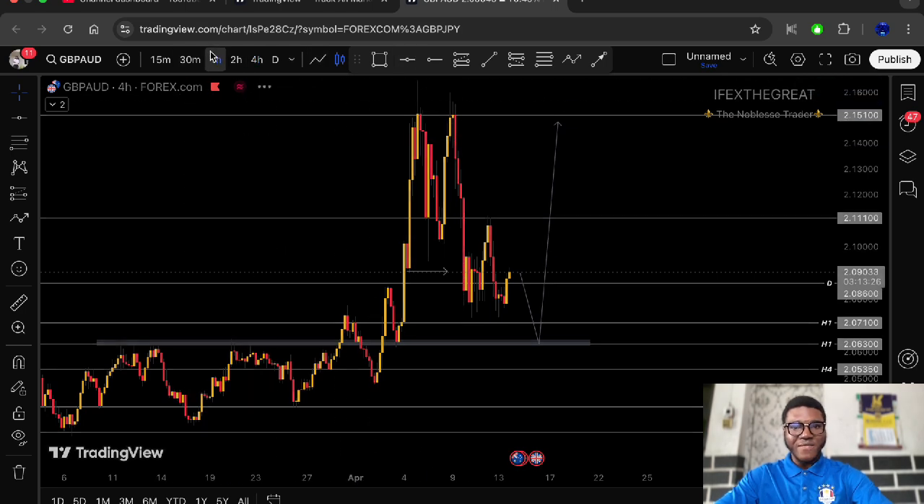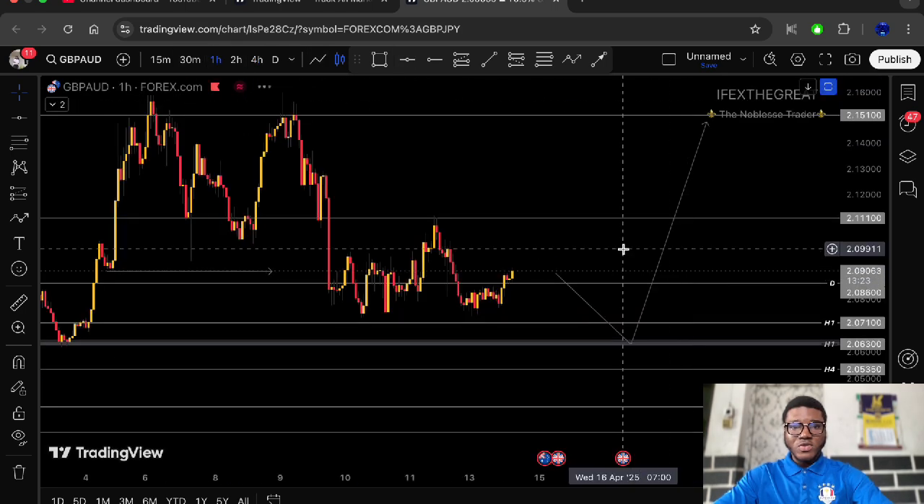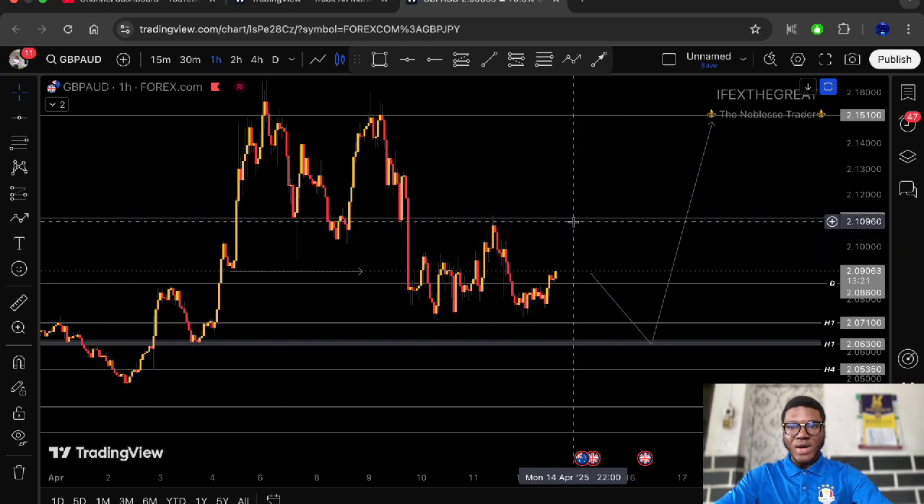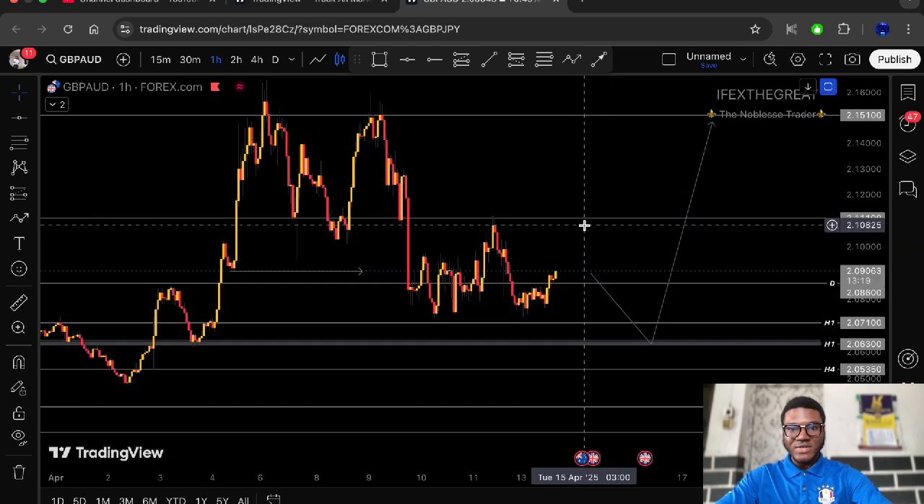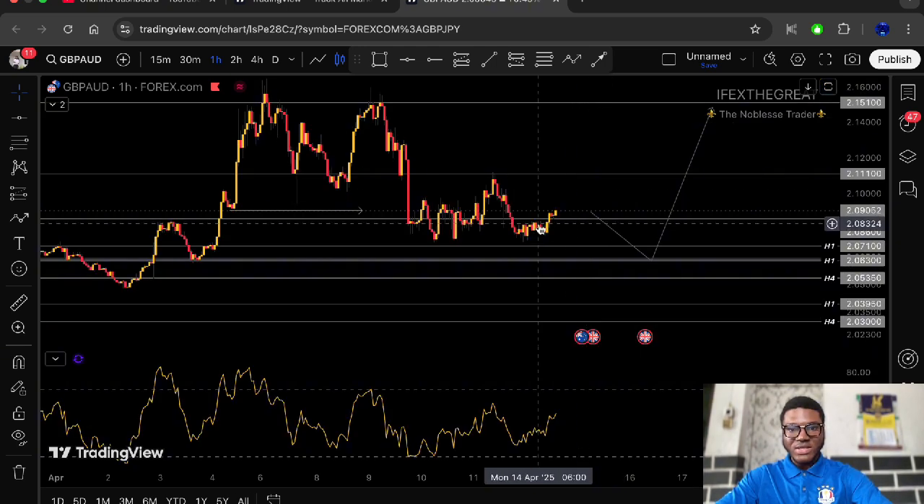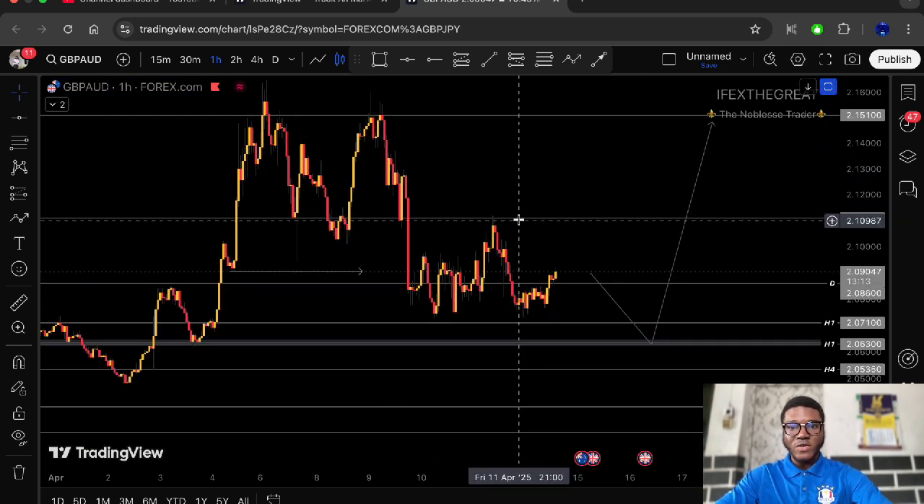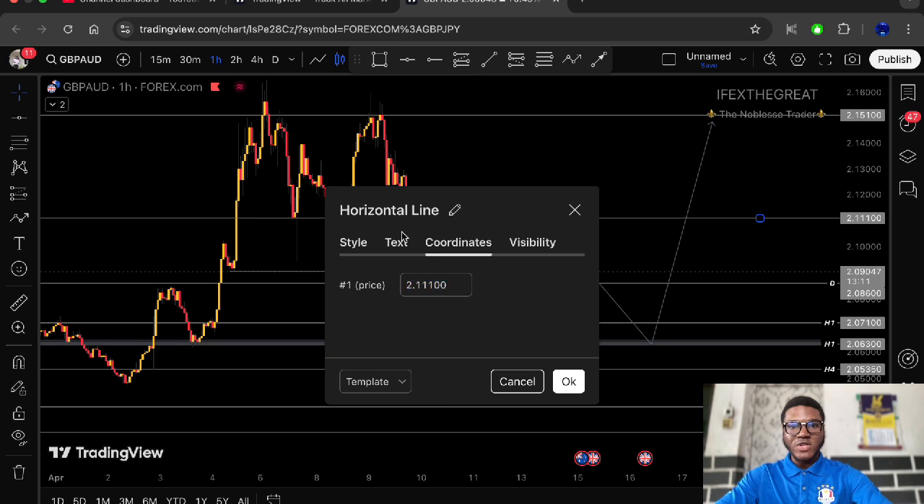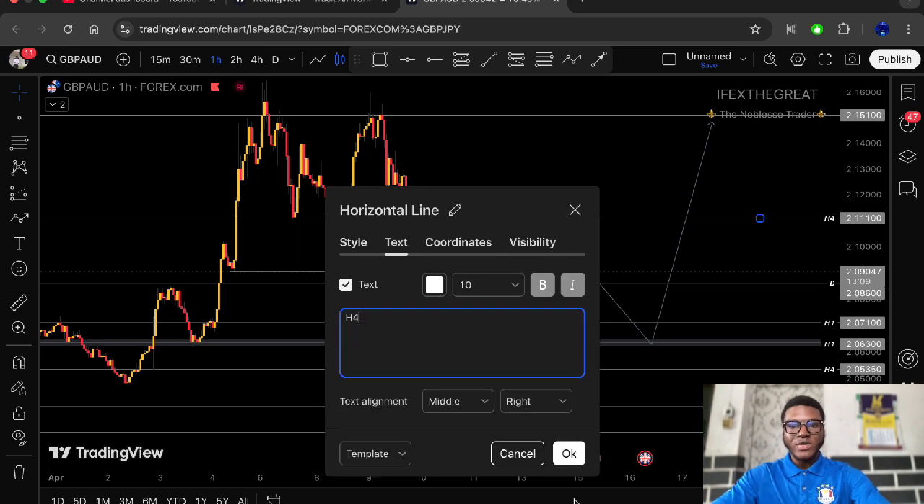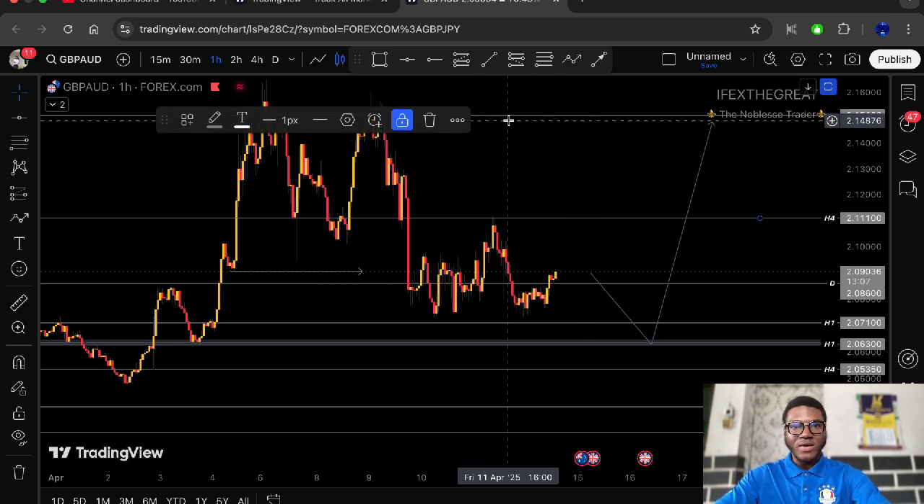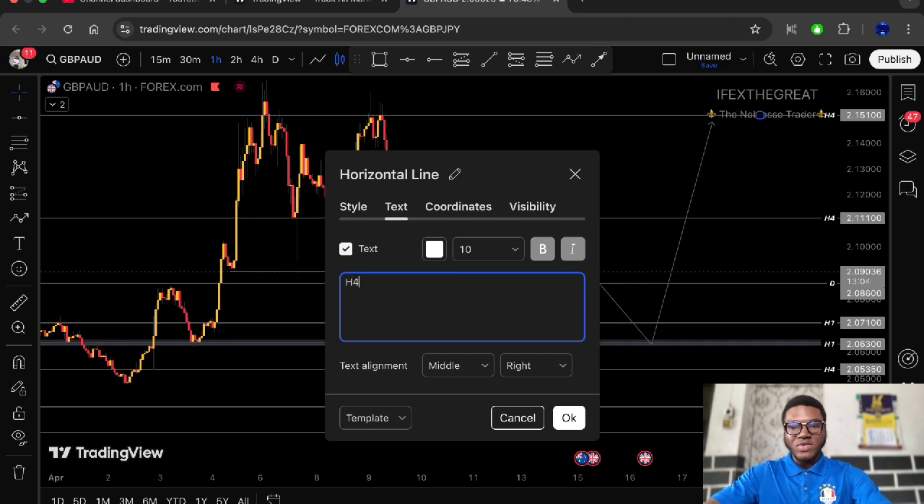If we go on the 1 hour time frame, the same thing we did as usual, we're going to label these levels now. Since we marked them on the 4 hour time frame, we're going to label them H4, both of them. So this one is the first one, label it H4. It will actually lock the level, so we don't have to move it again. Then this one is also H4.